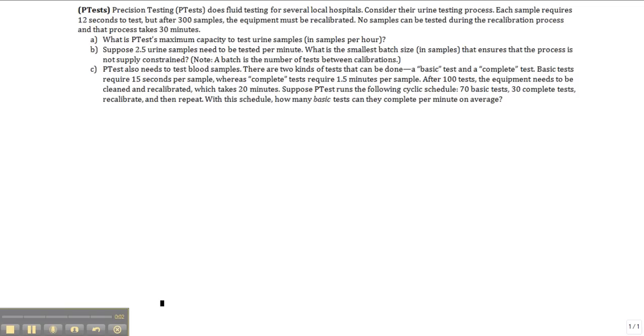This question examines the effective setup times on batch sizes. For part A, we should use the formula that computes the capacity of a resource given a particular batch size. That formula is equal to batch size B over setup time plus that batch size times the processing times.